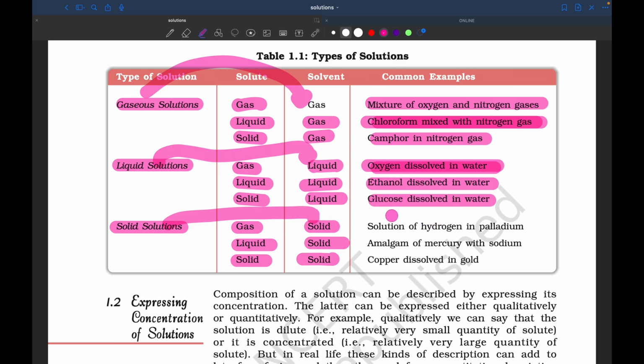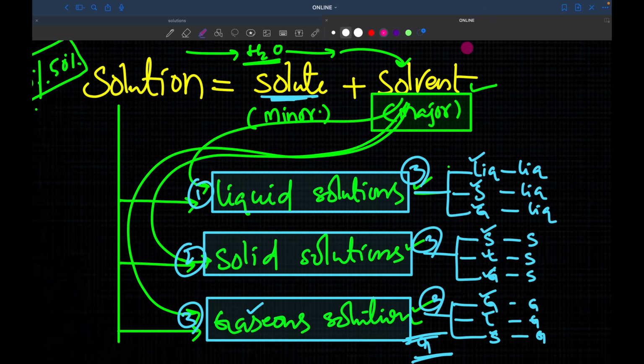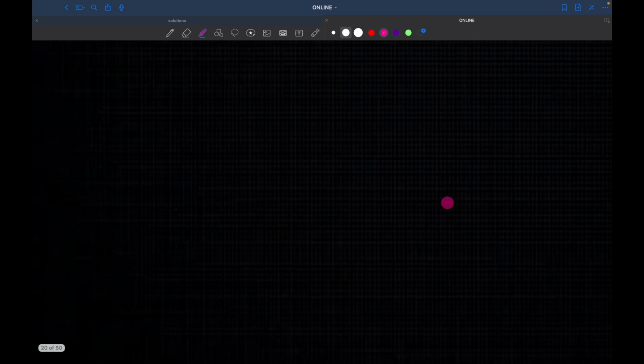Gas in solid: a solution of hydrogen in palladium. Palladium absorbs hydrogen gas and forms this gas in solid. Liquid in solid: amalgams of mercury with sodium. Solid in solid: copper in gold, that is, ornamental gold is a solution of two components. Okay, so this is the classification and the examples.